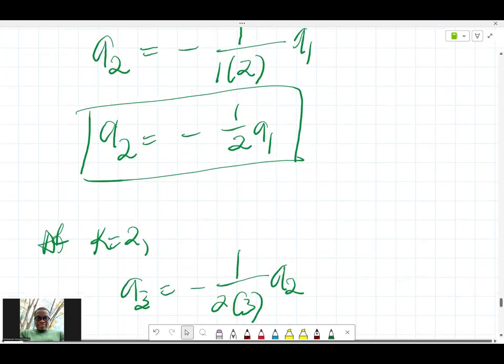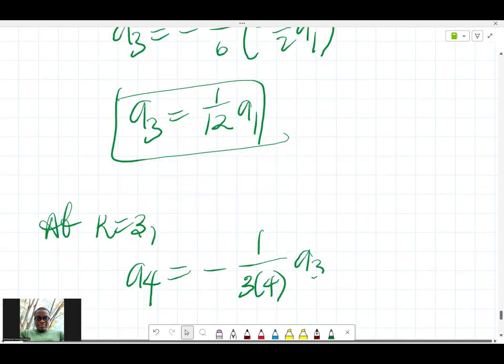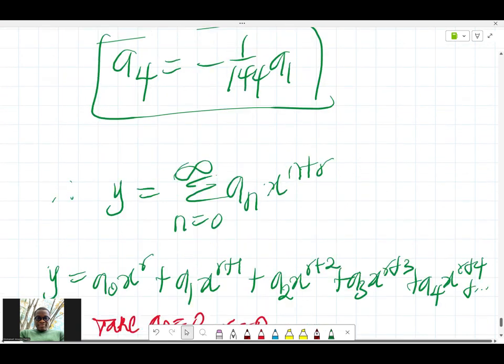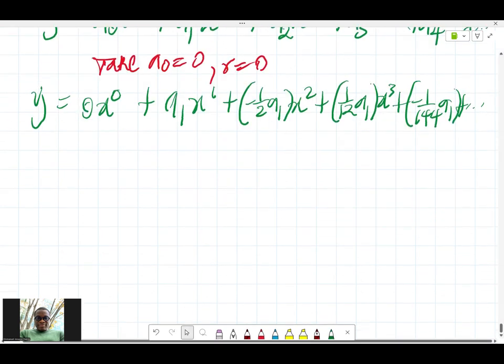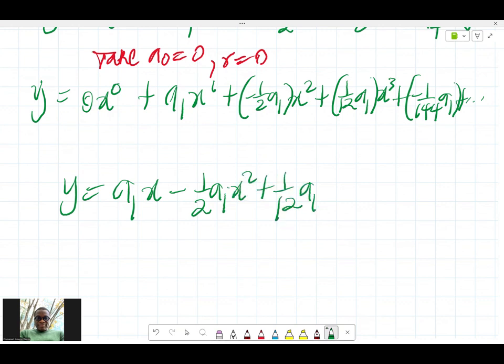That's where we begin to have things. So a2 is minus half a1. So that's minus half a1 x raised to power 2. Then a3 is 1 over 12 a1 x raised to power 3, plus a4. a4 is minus 1 over 144 a1, plus all that. So y now is simply a1 x minus half a1 x squared plus 1 over 12 a1 x cubed minus 1 over 144 a1 x raised to power 4.